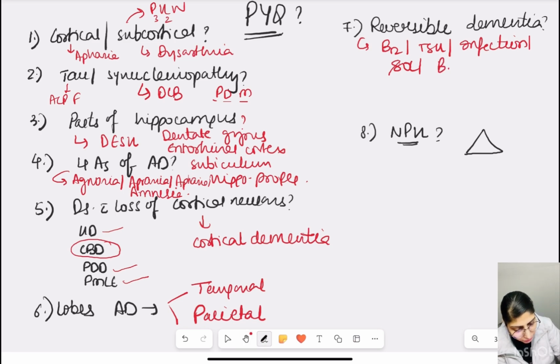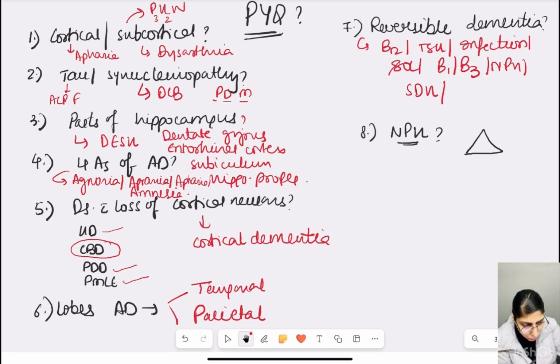Then we have B1 deficiency, niacin deficiency. So B1, B3, and B12. Then we have NPH. Then we have SDH, subdural hemorrhage, infection, an abscess formation, a tumor. All these are reversible causes of dementia. Whatever is a degenerative cause, like a progressive degeneration of neuronal cells, is not a reversible cause. For example, Alzheimer's, irreversible, CVD, irreversible, but everything else is reversible dementia, right?